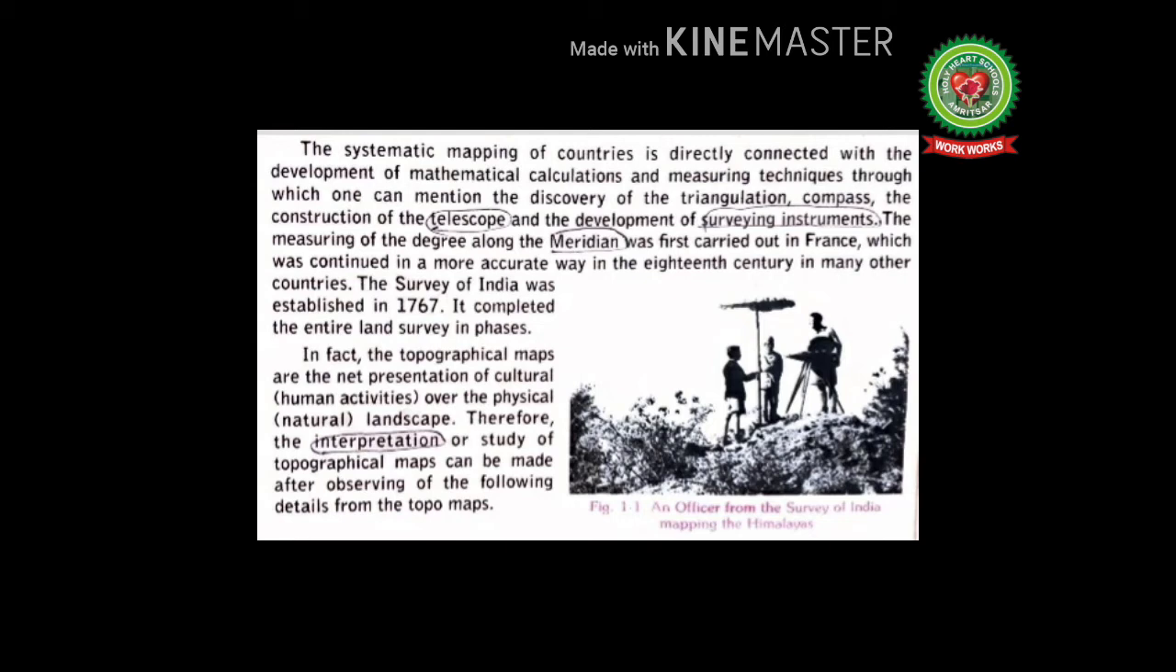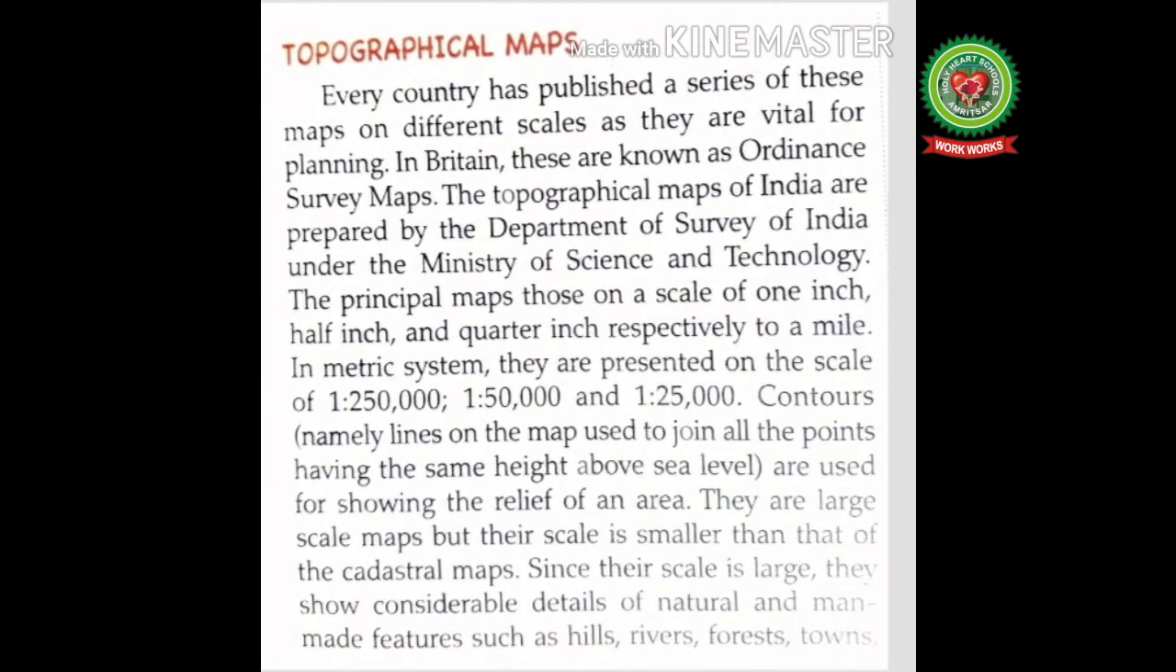Let's start with page number 10, topographic and landscape. Topographical maps. Every country has published a series of these maps on different scales as they are vital for planning. Vital means important. In Britain, these are known as Ordnance Survey Maps.